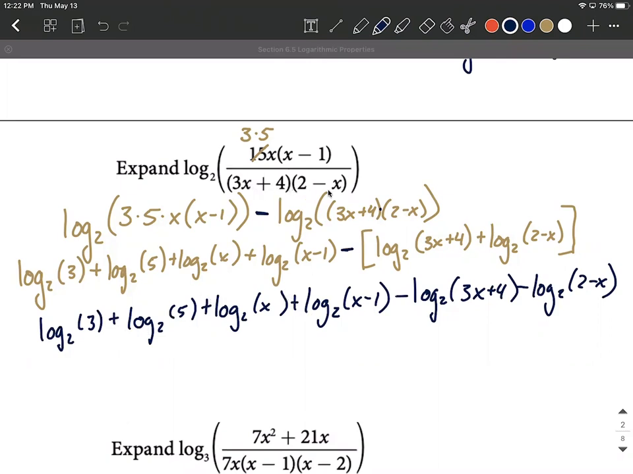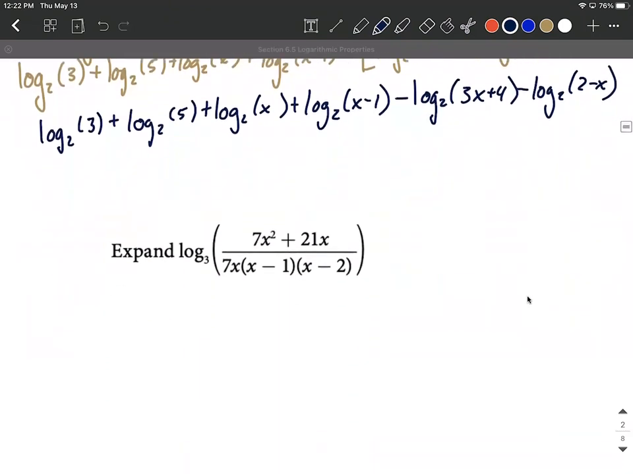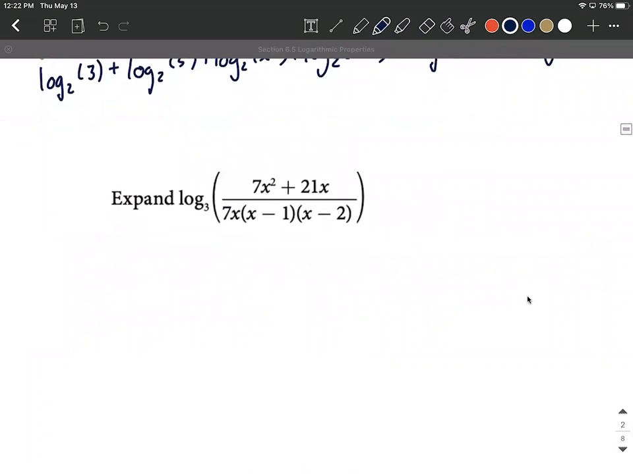Each one of these factors in our denominator ends up getting its own log. 3x plus 4 gets its own log. 2 minus x gets its own log. However, if the factor came from the denominator, it's going to be a negative or a subtraction out in front of that logarithm. If you keep that in mind, it speeds this up immensely. So last problem, then we'll move on to a different rule.